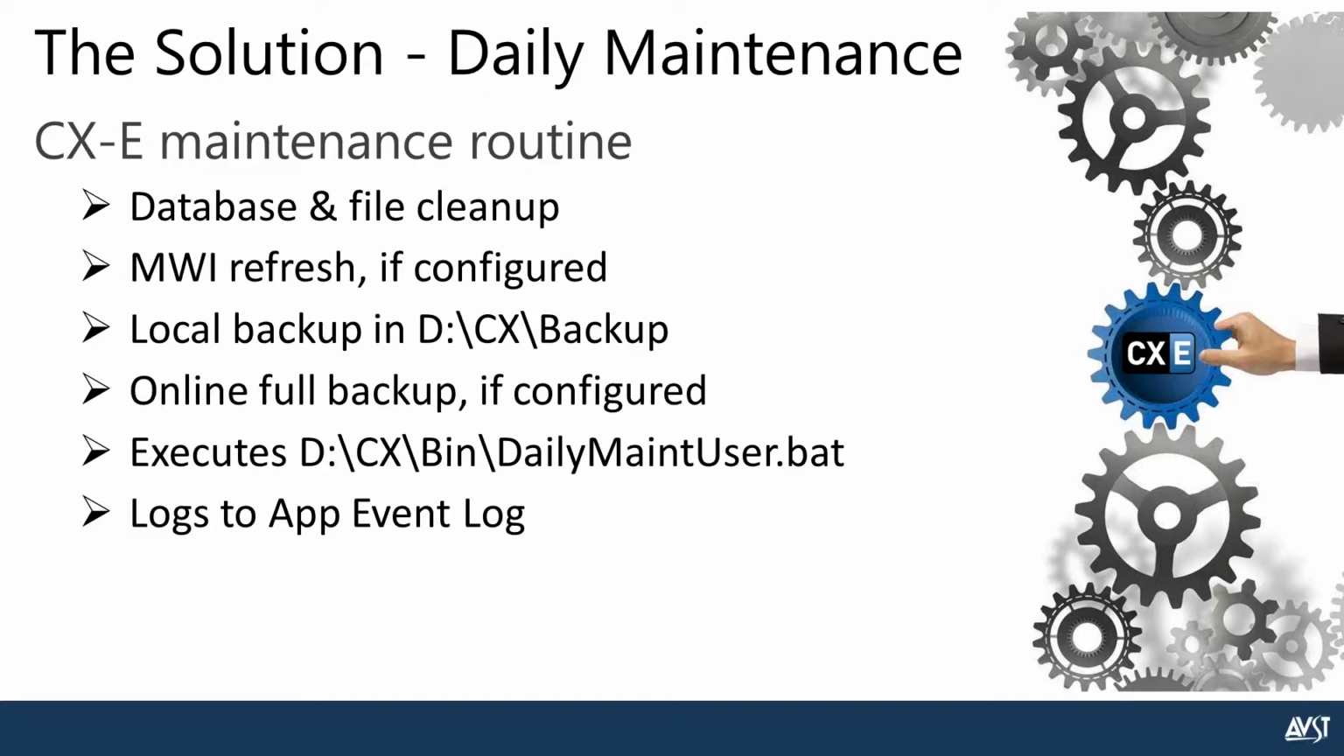So the solution for this, oddly enough, happens automatically every day in a process called daily maintenance. Daily maintenance runs a number of things. First thing it does is its database and file cleanups. Basically anything that is supposed to be purged will be purged during a daily maintenance routine. It will refresh your message waiting lights if you've configured it to do so. Not all PBXs require this. Most do not. But if you have one, for whatever reason, you can tell the system to go out and make sure everybody's status is correct.